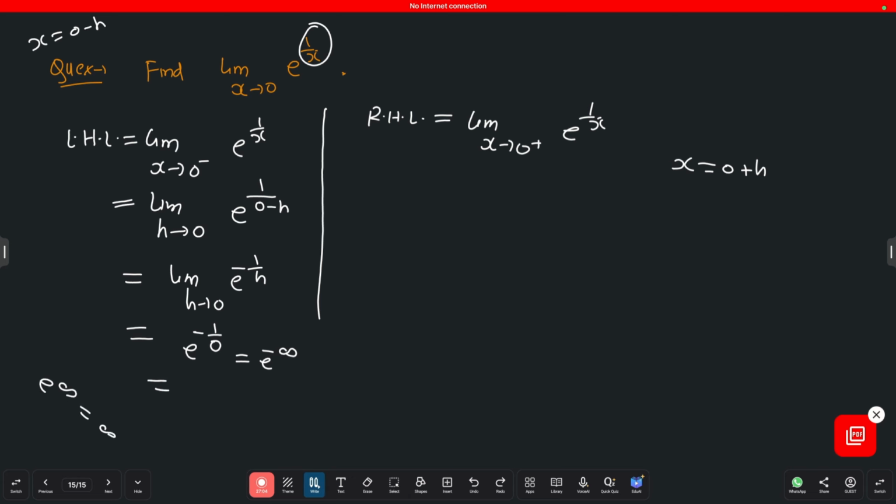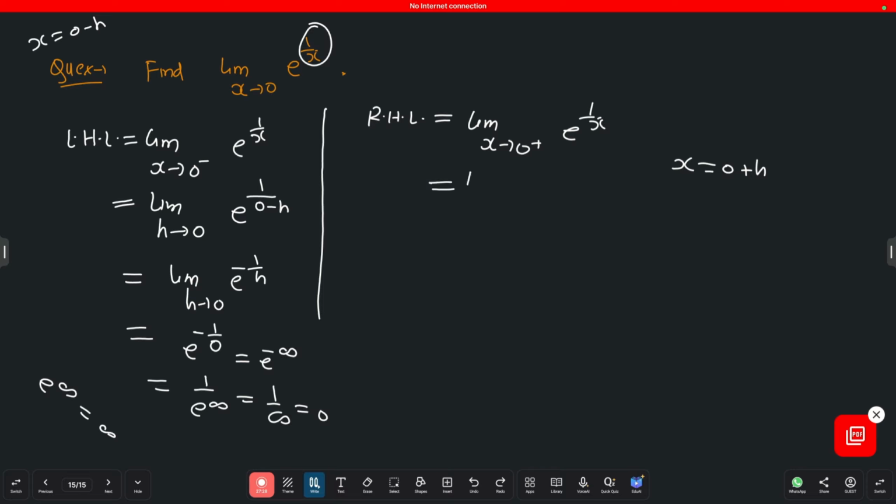And can we write it like this, 1 upon e power infinity? Yes, we can write. And e power infinity is infinity. So this is 1 upon infinity and this is 0. So always remember, a number greater than 1 whose power is minus infinity is 0. A number greater than 1 whose power is infinity is infinity.